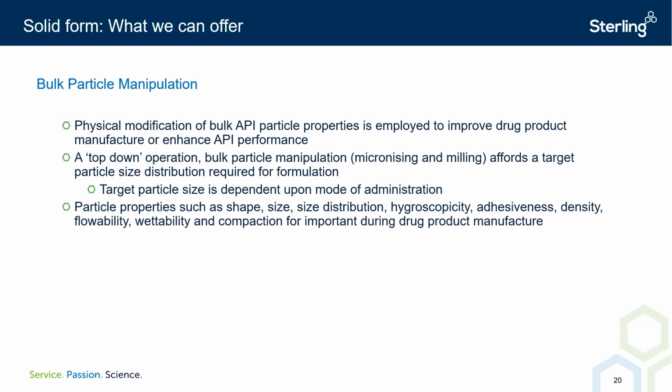Where it is required though, termed a top-down operation, milling and micronization operations can be applied to modify API version particle properties which may be significant, such as particle shape, particle size distribution, hygroscopicity, adhesiveness, density, flowability, wettability, and compaction, all of which are important for drug product manufacture and, in turn, efficacy.